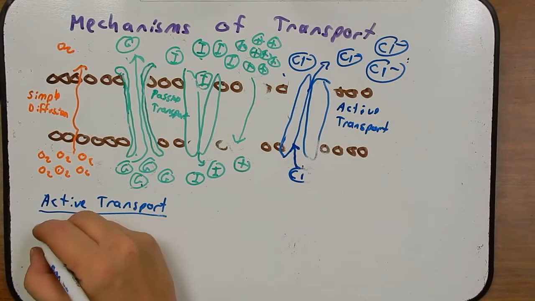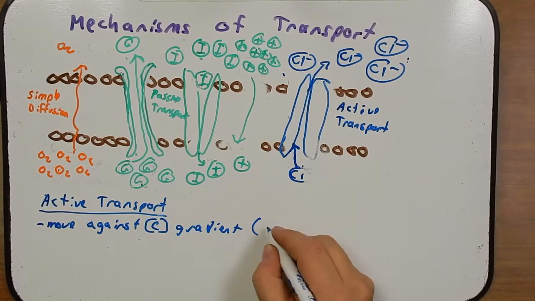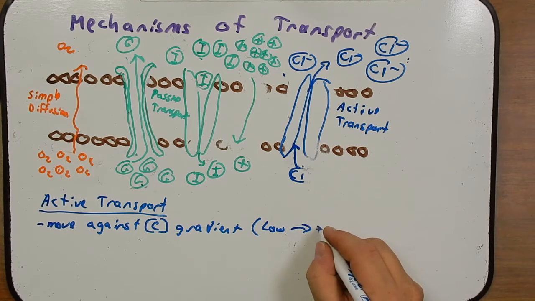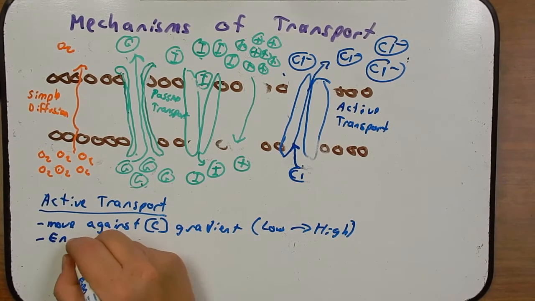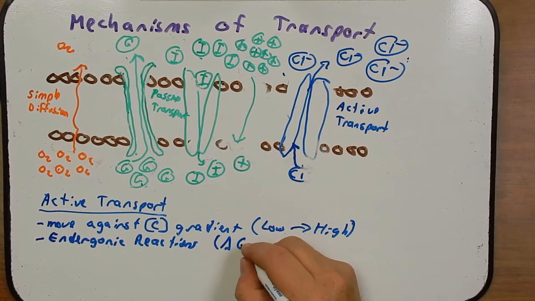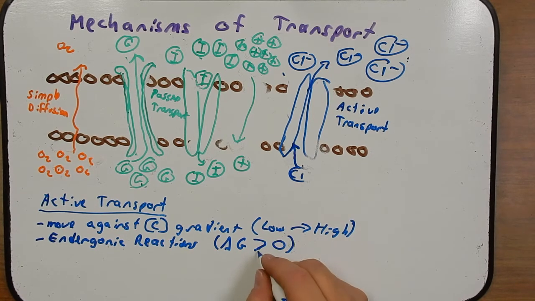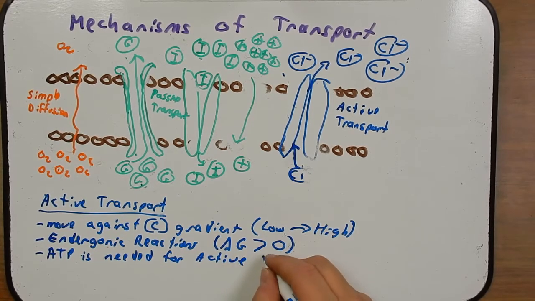As I said here, it's going to move against the gradient, the concentration gradient. So it will move from a low concentration to a high concentration. These would be endergonic reactions. So just to review what we mean by that, what we're saying is that the delta G is greater than 0. So this will not be a spontaneous reaction. It will require energy. So this will require the use of ATP. So it's needed for active transport.